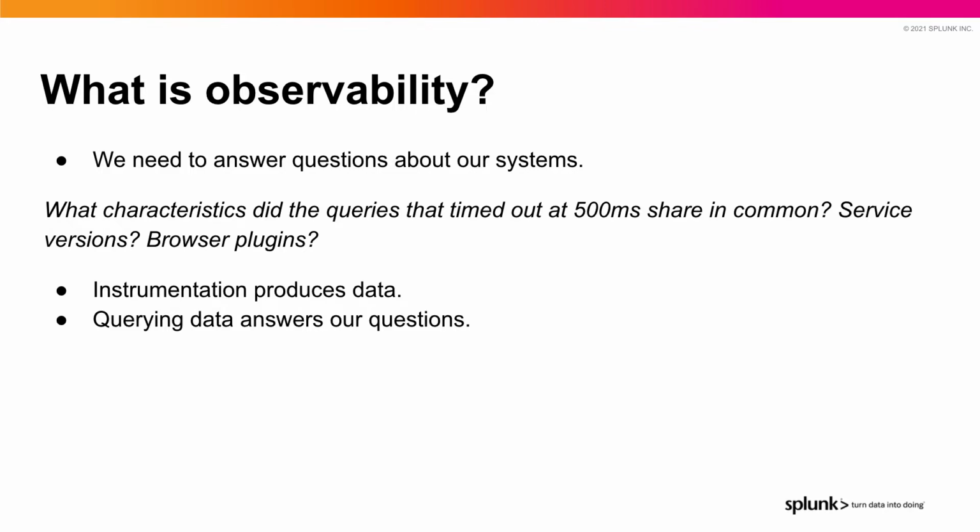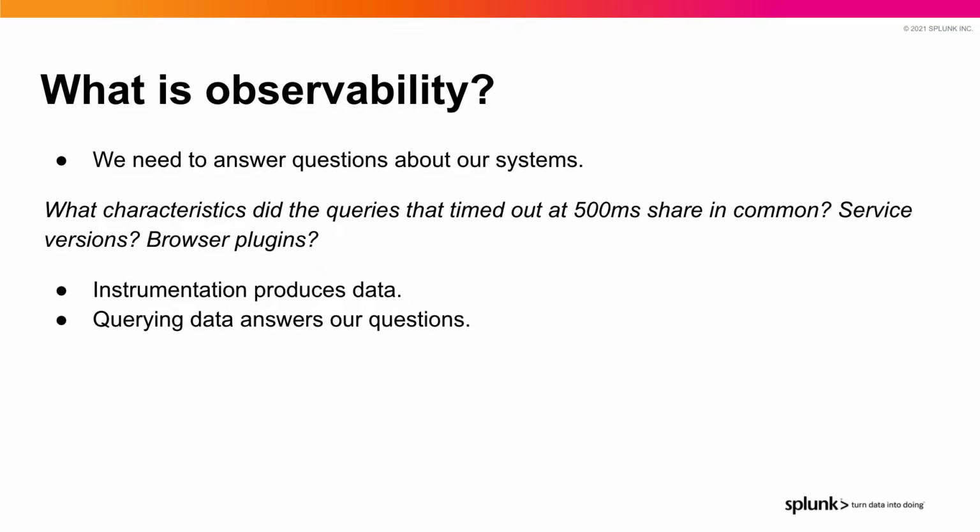So when we look at what observability does, it really just answers the questions about our systems. Let's take a look at a question that we'll answer. What characteristics did the queries that timed out at 500 milliseconds share in common? Was it services? Was it a version? Was it a browser plugin? What really happened for this delay? We have to factor in that latency is probably the new downtime that we're really fighting. And as competition increases, as customers have so many options to choose from, we have to factor in that slow sites, slow applications are just not acceptable for our customers anymore.